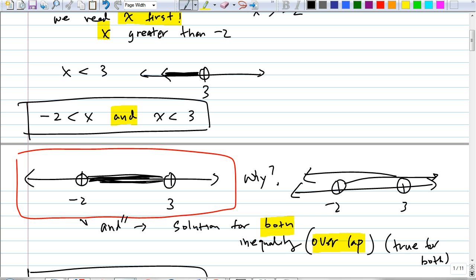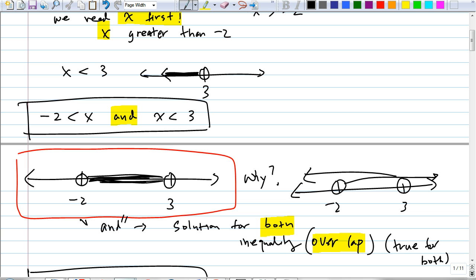Just look, I graph them on the same number line. You see where they overlap? That's the part where you have the solution, okay? Now, how come -2 and 3 are excluded, meaning they're open circles? How come I don't put a solid dot there? Emily? Because it doesn't say x is equal to. That's right. It just says x has to be greater than -2 and less than 3.